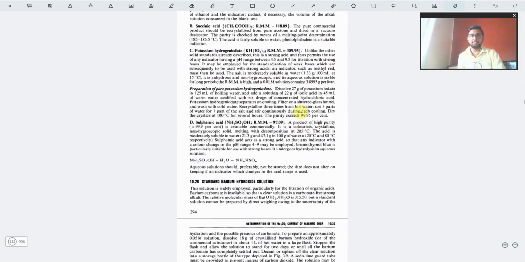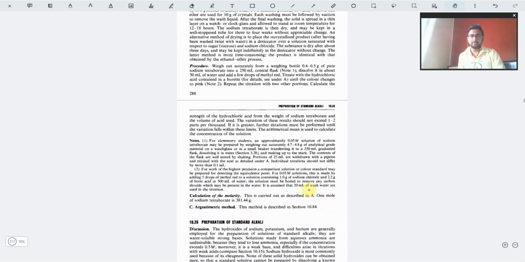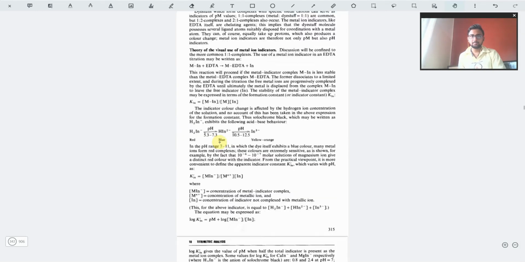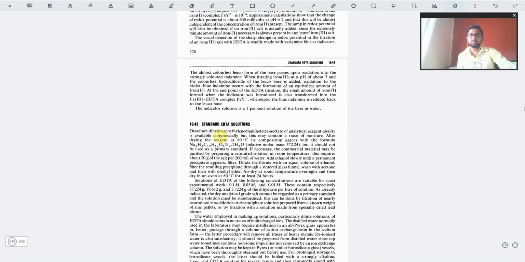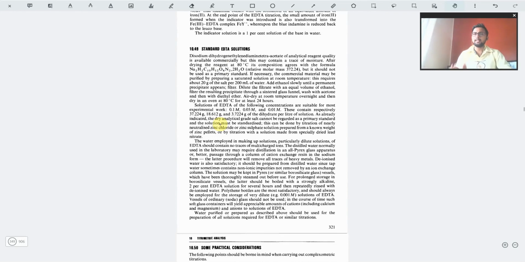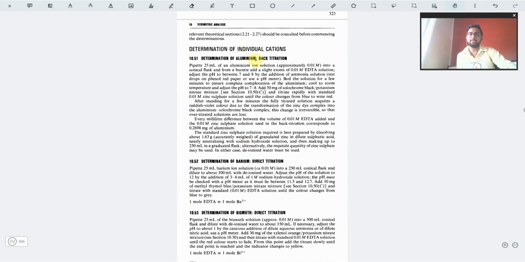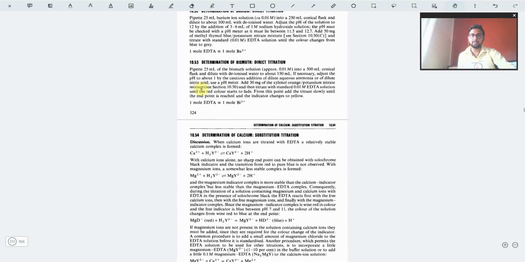Yeah. So titrimetric calculations. So preparation of standard alkali. So let us move it down. Yeah. So metal ion indicators is this part. You can see that just in case for the EDTA complexes, so much detail is given for this EDTA complex. Some practical considerations are also given. So determination of individual cations by using the aluminium back titration procedure is given. Determination of barium procedure is given. For bismuth the procedure is given.